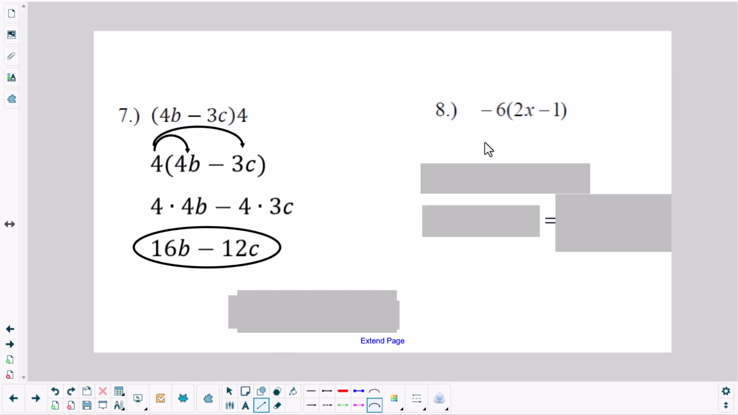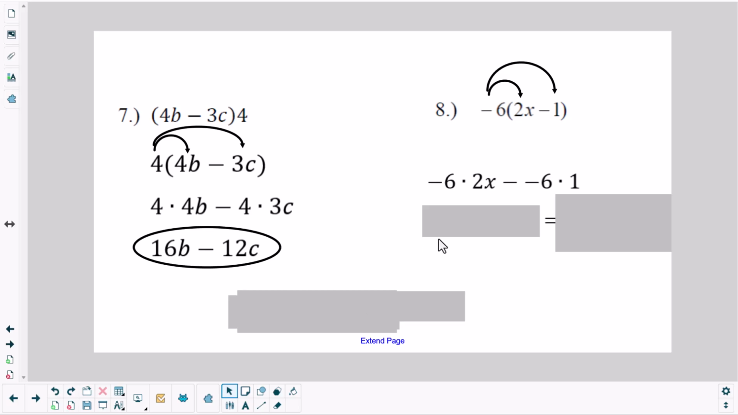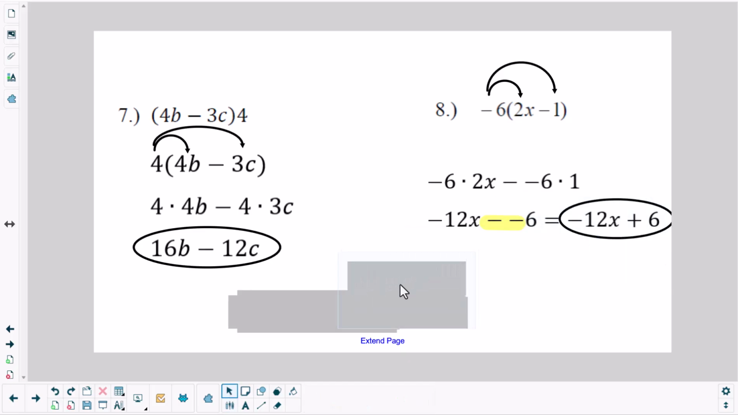In number 8, let's distribute this negative 6 to the 2x and to the 1. So we'll have negative 6 times 2x minus negative 6 times 1. Negative 6 times 2x is negative 12x. Bring down our subtraction, and negative 6 times 1 is negative 6. Again, we don't want to leave this as minus a negative. Subtracting a negative is the same as adding a positive. So we can rewrite this as negative 12x plus 6.